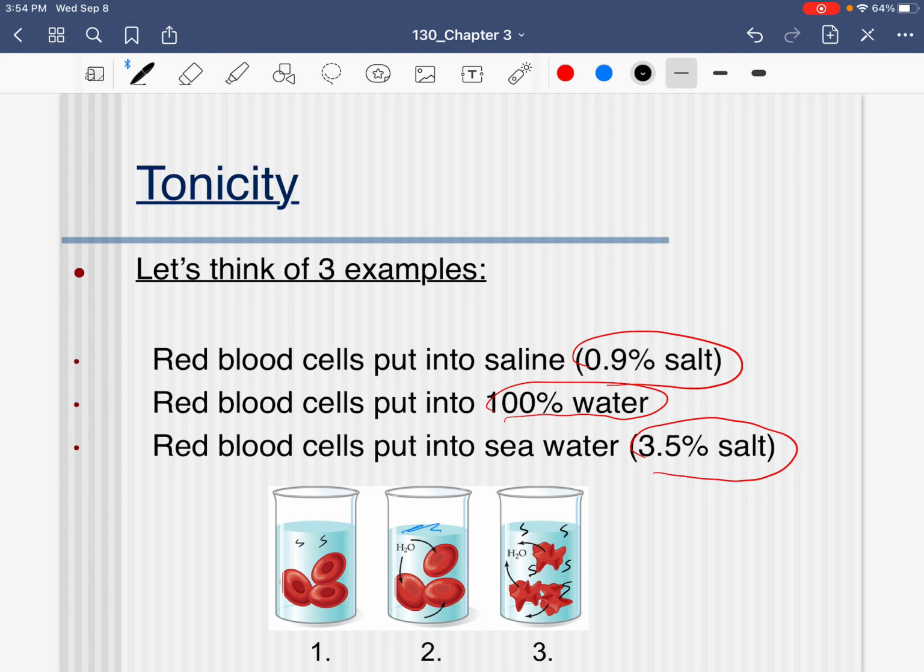So the question is, in which scenario does the cell get bigger? In which scenario does the cell get smaller? And in which scenario does the cell stay the same size?